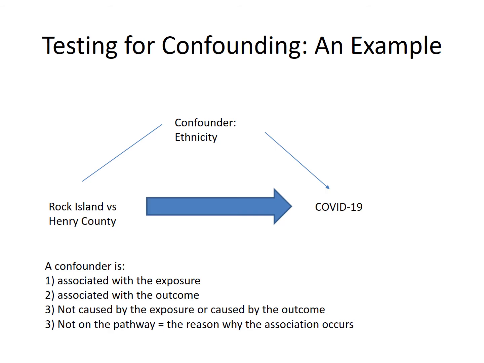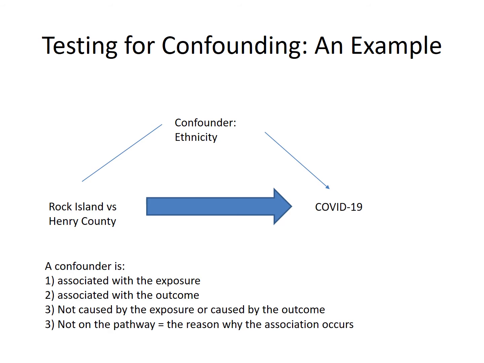In the rest of the presentation here, I'm going to show you not just the concept of what is confounding, but literally how to test for confounding using the data that we have on COVID-19 at the county level in Illinois. Because in Illinois, we have information not just at the county level, but we have information on age, ethnicity, and sex. So I'm going to show this example comparing Rock Island County versus Henry County.